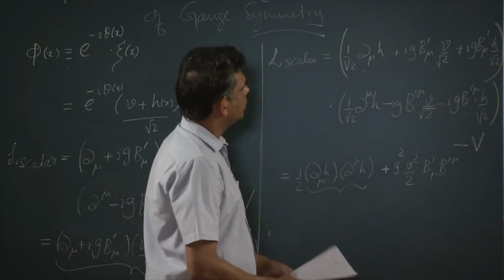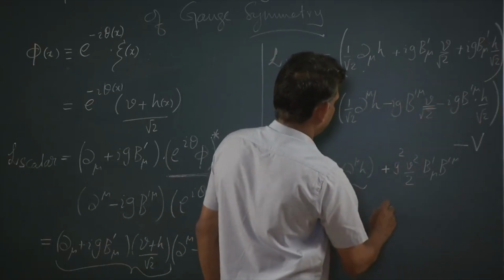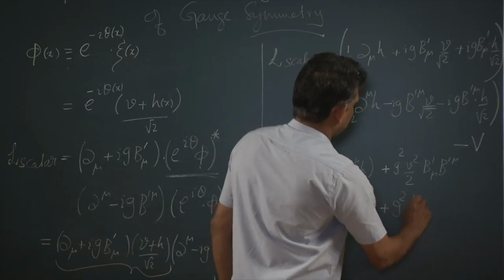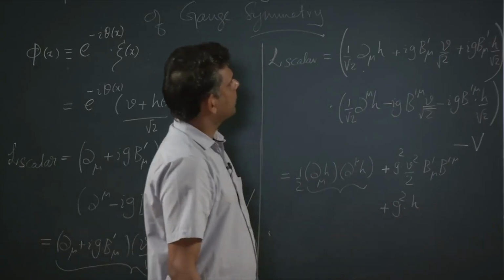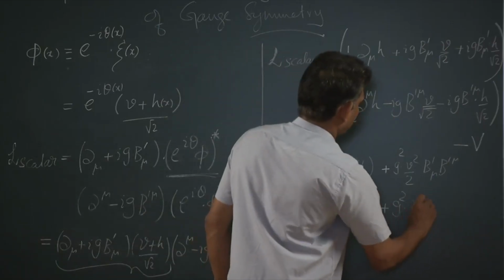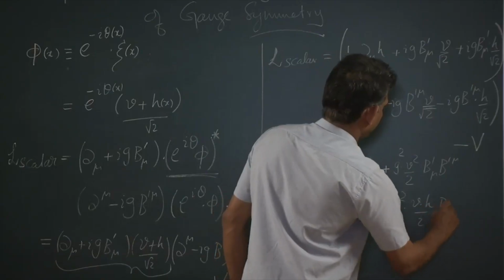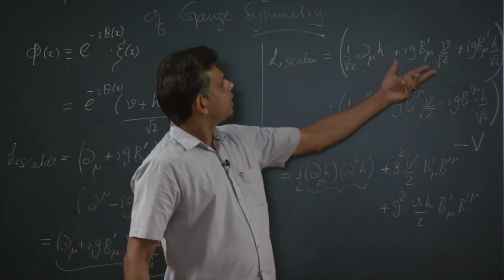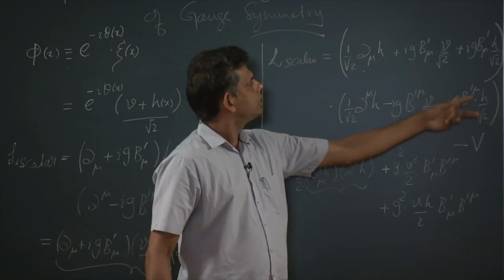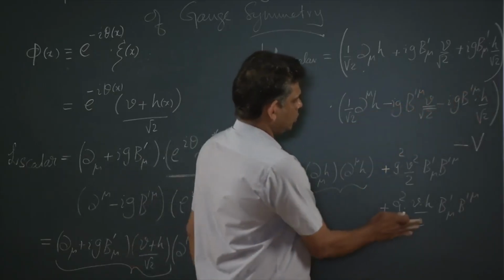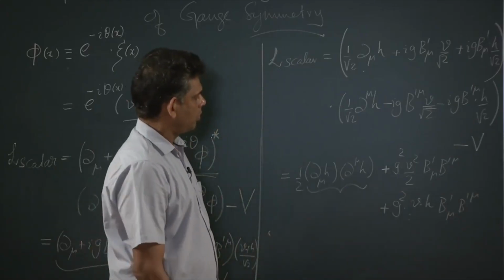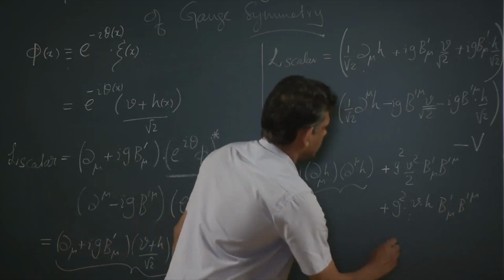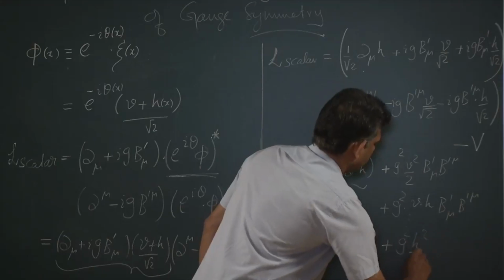This times this is again you have plus g square H V by 2 B mu prime B mu prime. So, there is one coming from here, this times this, and another coming from here. So, actually there is no 2. Then you have this times this, which is plus g square h square by 2 b mu prime.